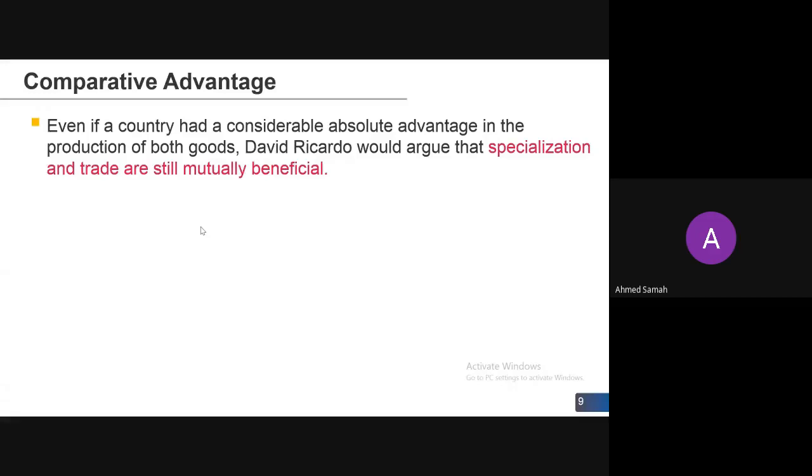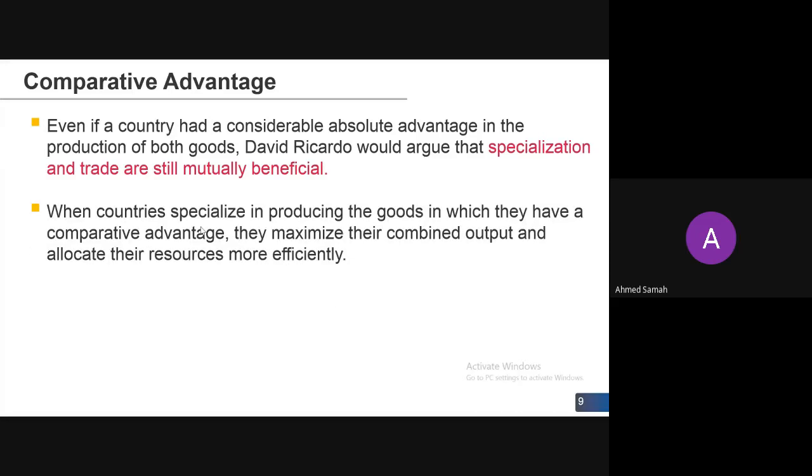So David Ricardo was a very influential economist around the 18th century. Around, I mean, after Adam Smith, the classical economist, came the influential economist David Ricardo. So what he is saying is that specialization will still be mutually beneficial even if one particular country can produce both goods with absolute advantage. So what happens is when countries specialize in producing the goods in which they have a comparative advantage, they maximize their combined output and allocate their resources more efficiently.